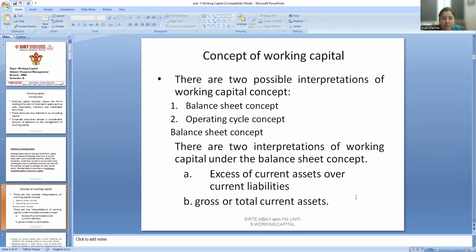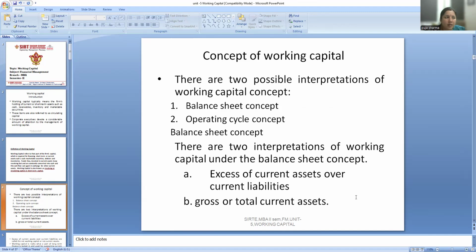So in the balance sheet method, we can calculate the working capital by formula also. The first formula is the gross working capital. Gross working capital means the total of all the current assets, and net working capital means total of current assets minus current liabilities.